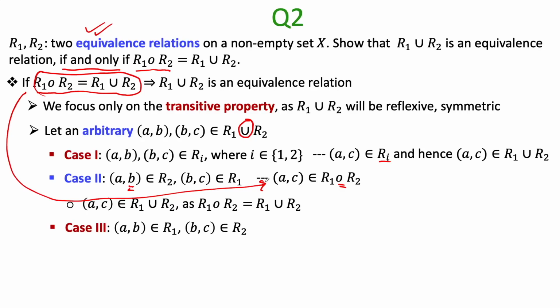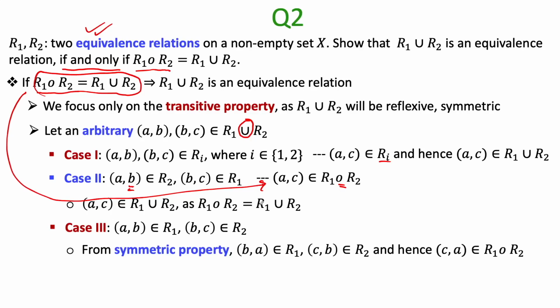The tricky case is when you have the ordered pair AB in R1 and the ordered pair BC in R2. In that case, I can't apply the same argument as I applied in case 2. So I have to do something extra here. What I do is apply the symmetric property for the relation R1. Remember, R1 is an equivalence relation and hence it has the symmetric property. So since AB is in R1, we will have B, A in R1. Due to the same reason, since R2 also satisfies the symmetric property, we will have C, B in R2. And as a result, I can say that the ordered pair C, A is present in the composition.